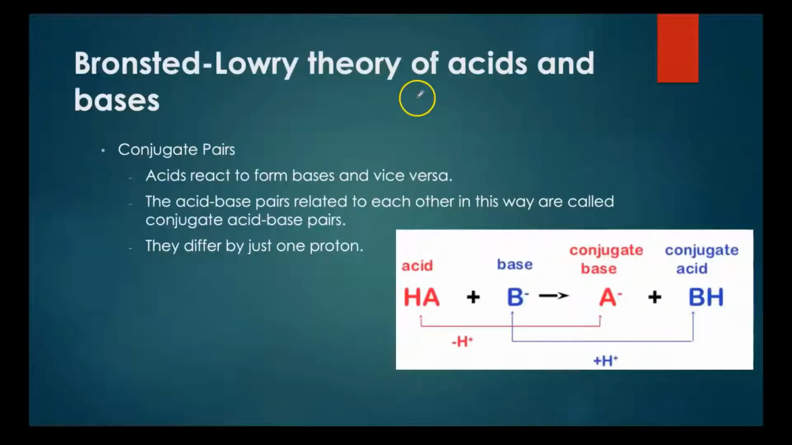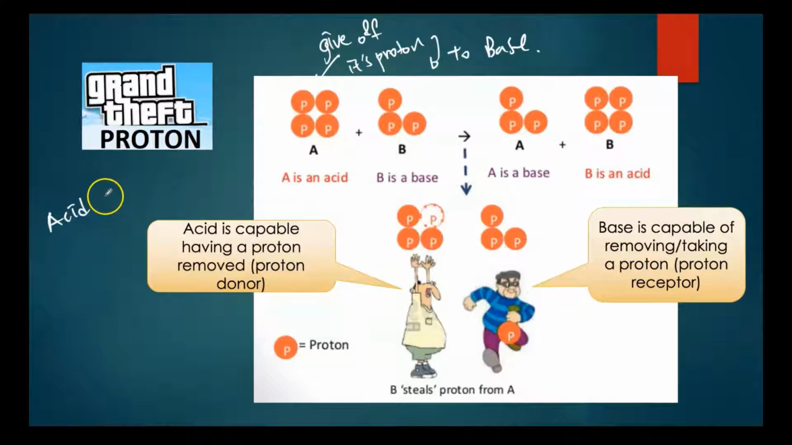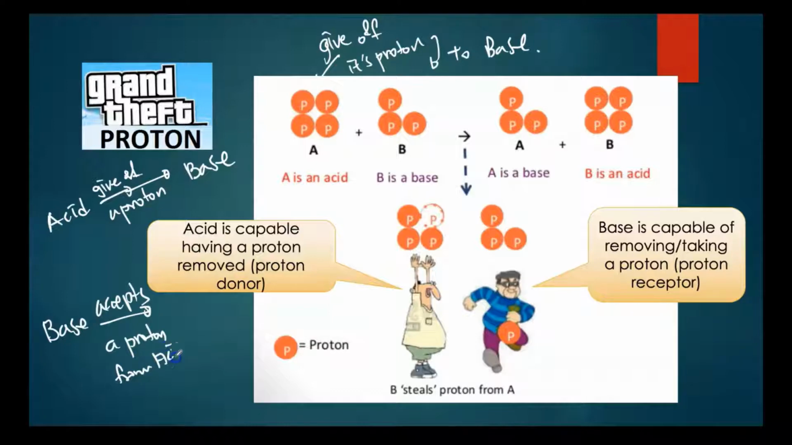So what this means is, the acid will give off its proton to the base. When an acid gives off a proton, it becomes a base. And when a base accepts a proton from an acid, it becomes an acid. This happens on the reactant side, and this side here happens on our product side.